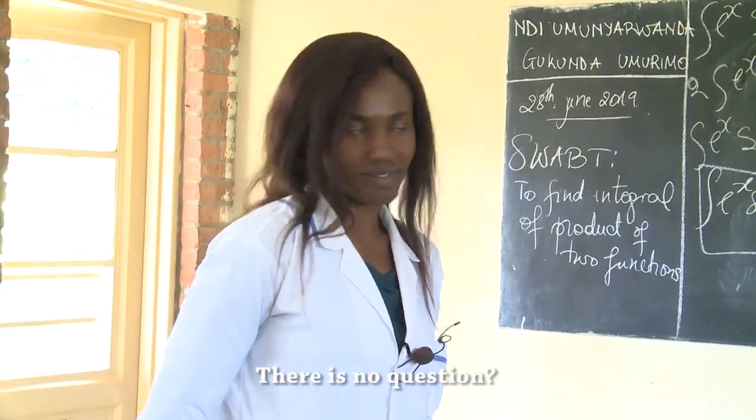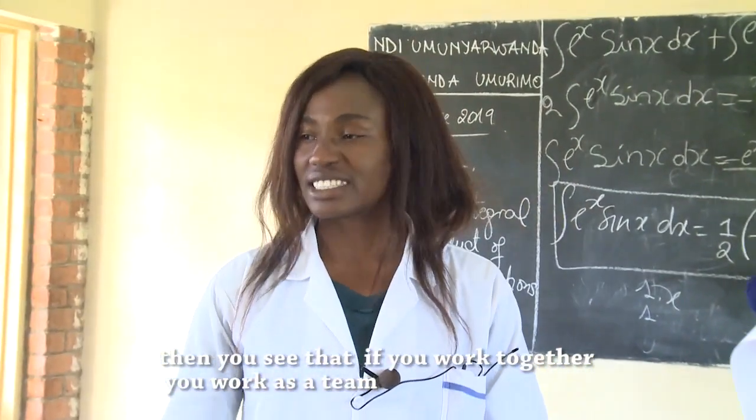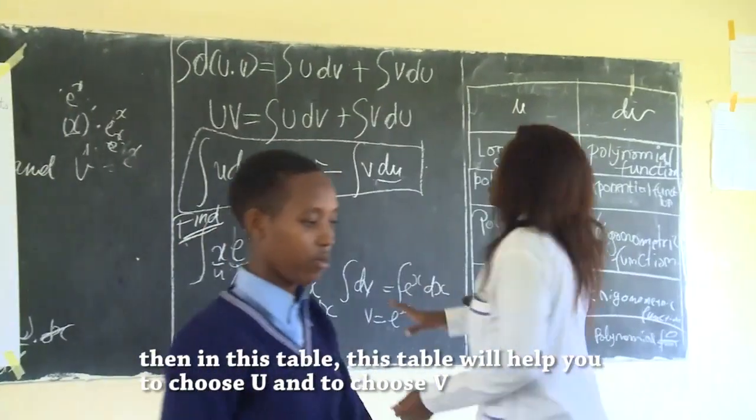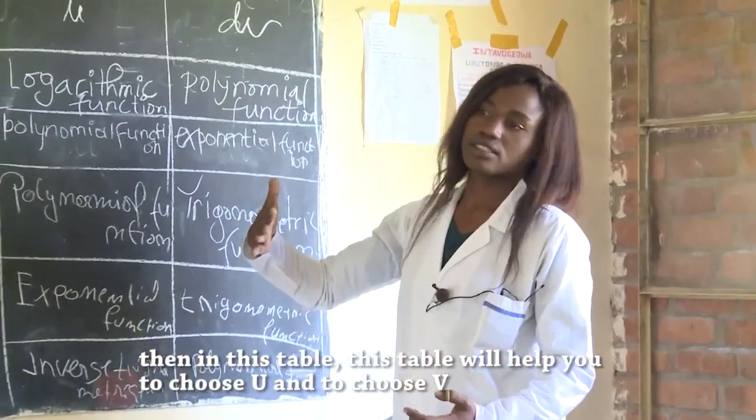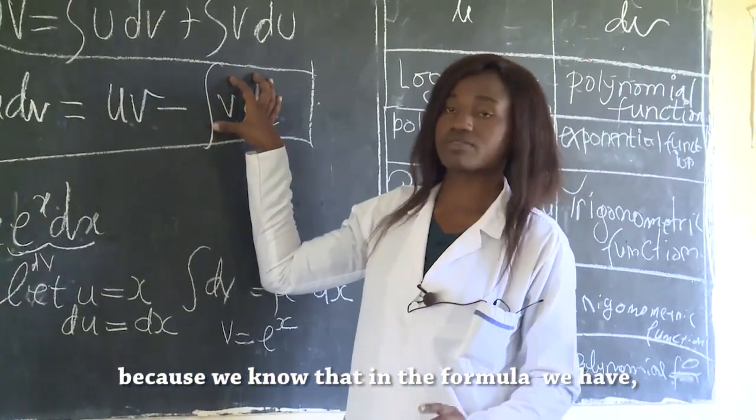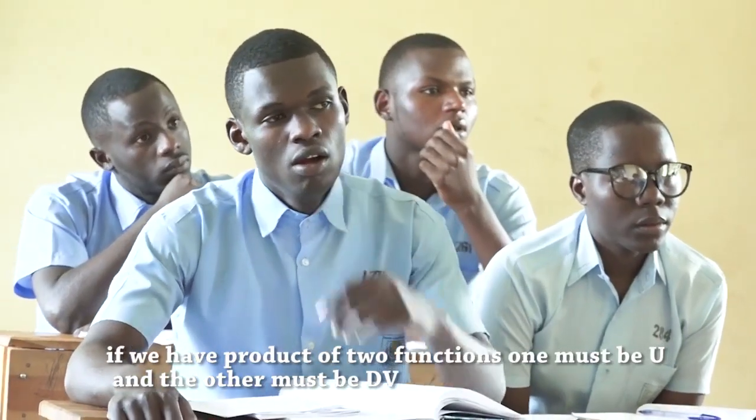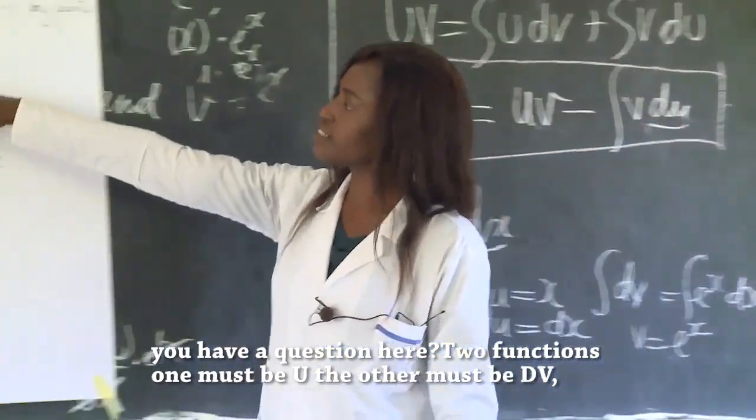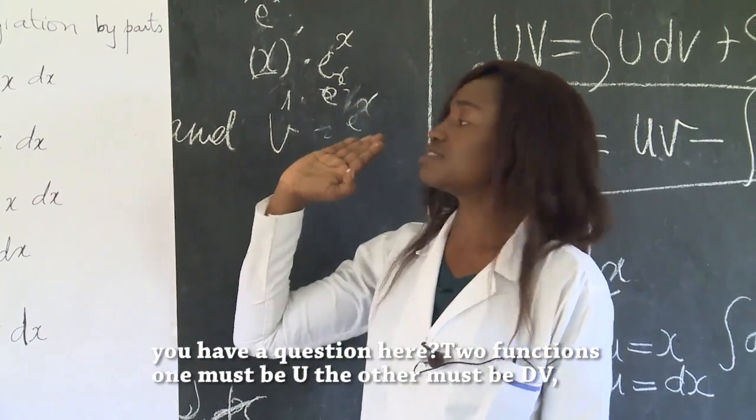There is no question. Then flowers. You see that if you work together, you work as a team, you can make many things. Then this table will help you to choose U and to choose V. Because we know that in the formula, if we have a product of two functions, one must be U and the other must be dV.